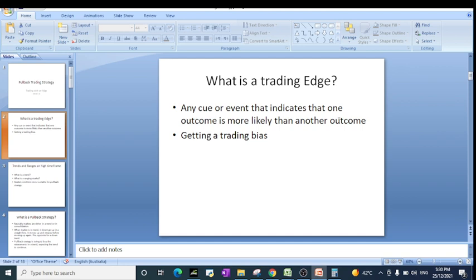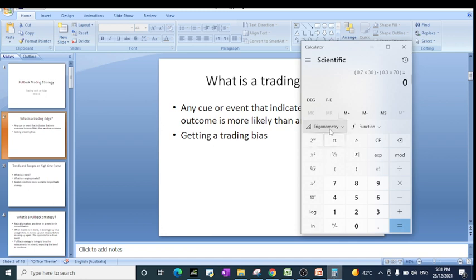And of course, it's a function of the probability and the size of the payout. It's not just the probability. So to have an edge, you need to have a positive expectancy. And what do I mean by that?